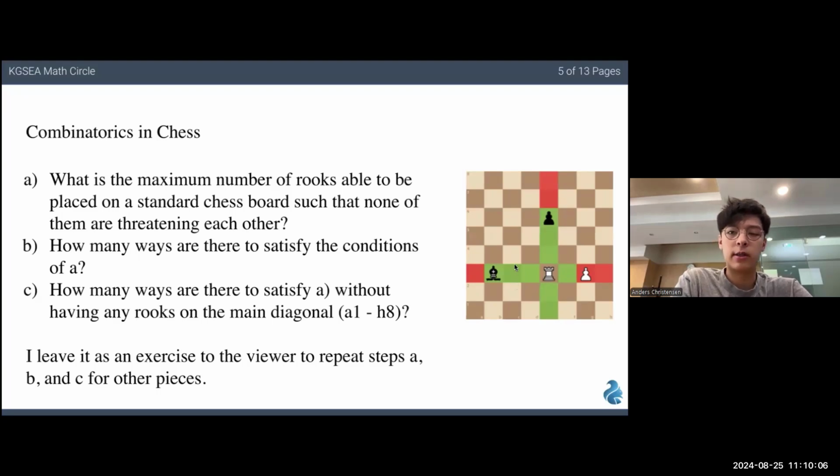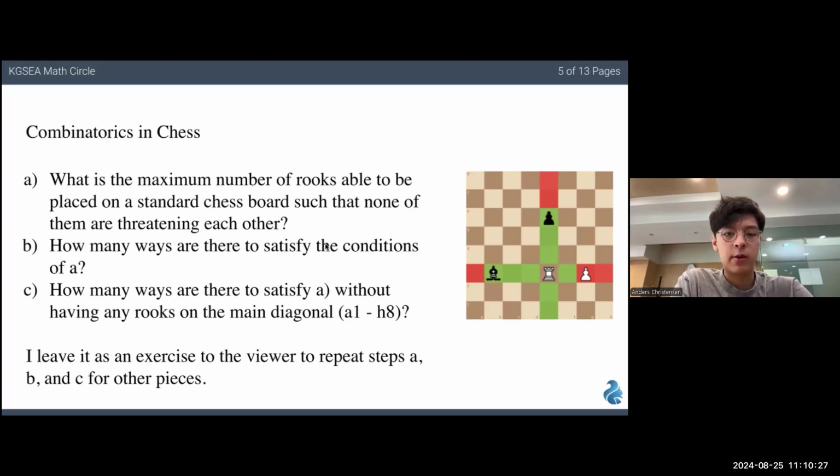So in the drawing to the right, it would be able to take the black bishop and the black pawn. B, how many ways are there to satisfy the conditions of A? And C, how many ways are there to satisfy A without having any rooks on the main diagonal? So from A1 to H8.